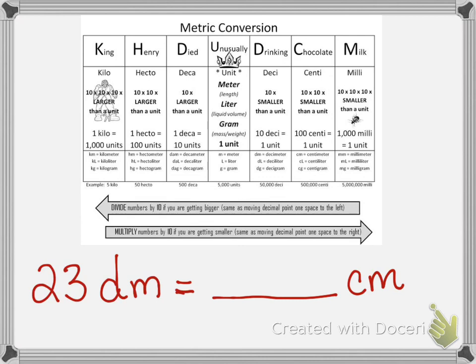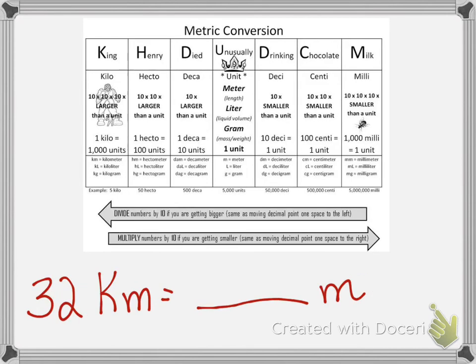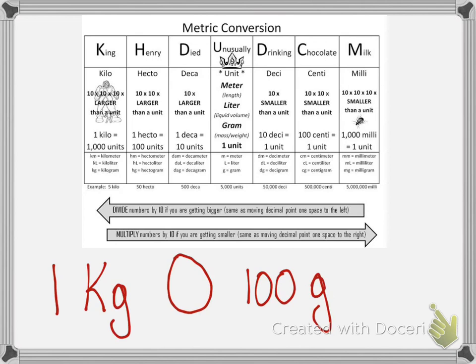All right, 23 decimeters is equal to how many centimeters? 32 kilometers is equal to how many meters? Remember, the meters is with the base unit. 1 kilogram is greater than, less than, or equal to 100 grams. Remember, you need to choose the side that you're going to convert. Do not convert both sides. Choose one side to convert.